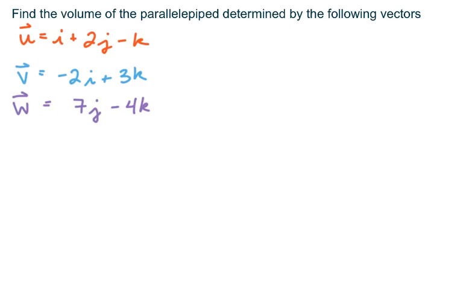Here, we're going to find the volume of the parallelepiped determined by these three vectors, u, v, and w. And in order to find the volume, that's going to be this triple scalar. So it's the cross product dotted with the height vector. So the cross product of the two base vectors dotted with the height vector. So that means what we want to calculate here is u cross v dotted with that vector w.